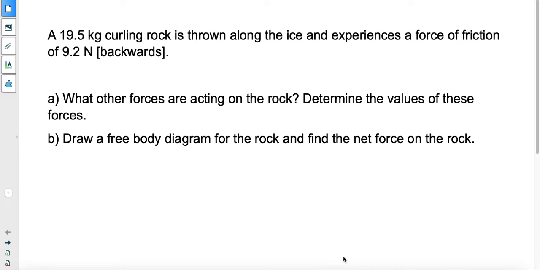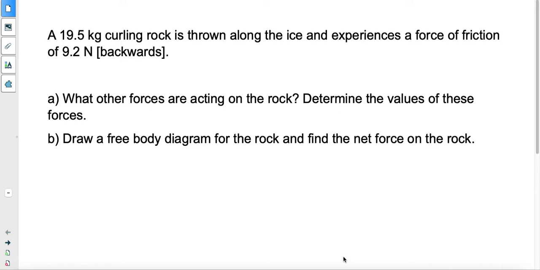Hi everyone. In this video, I'm going to go over an application of Newton's laws. In this example, a 19.5 kilogram curling rock is thrown along the ice and experiences a force of friction of 9.2 newtons backwards. In part A, we want to find the other forces acting on the rock, and in part B, we want to draw a free body diagram and find the net force acting on the rock.